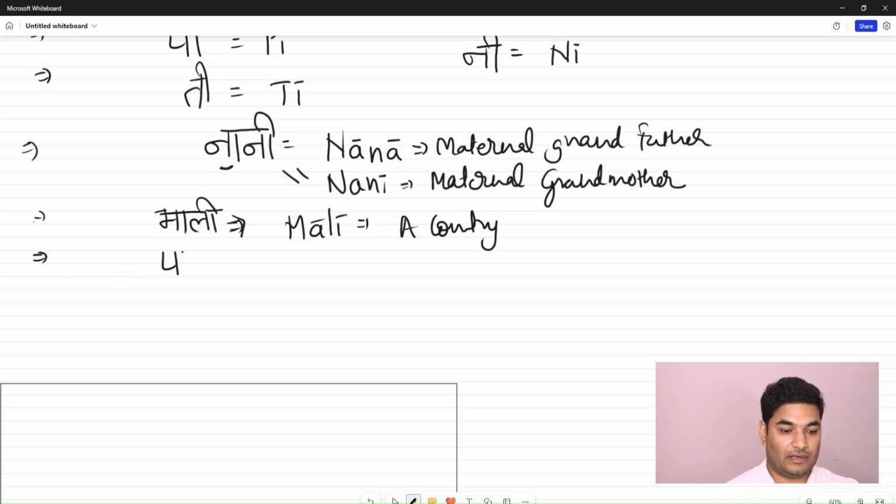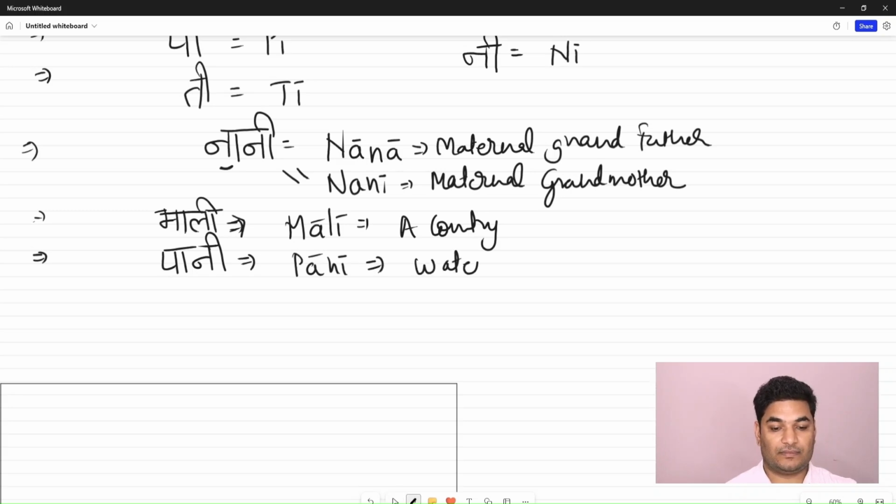Then a word, pani. Pani, water. Pani. Pina. And the E matra is on P. Pina. Pina is to drink. Pina and pani are written very similar to each other.